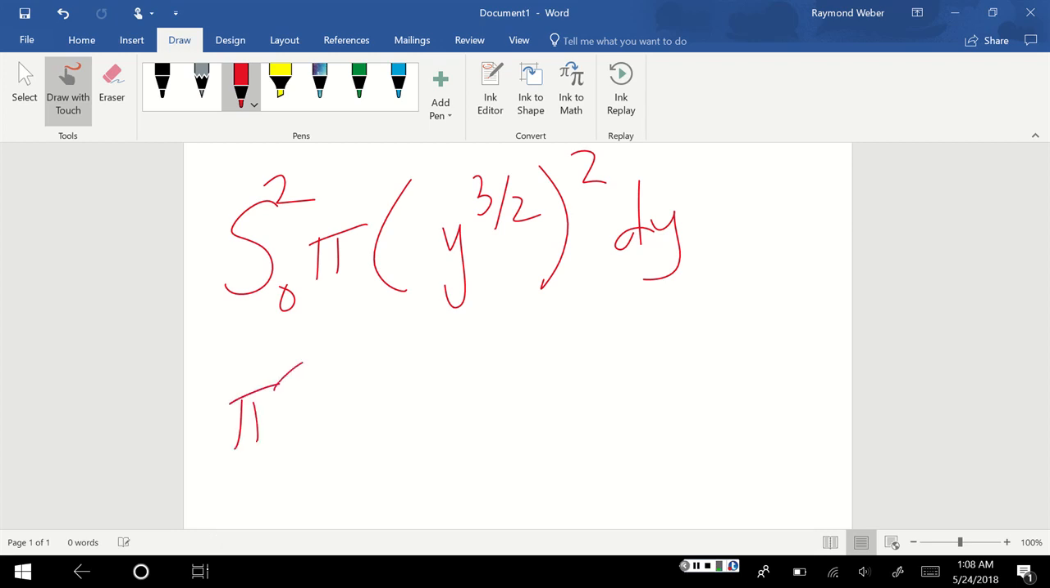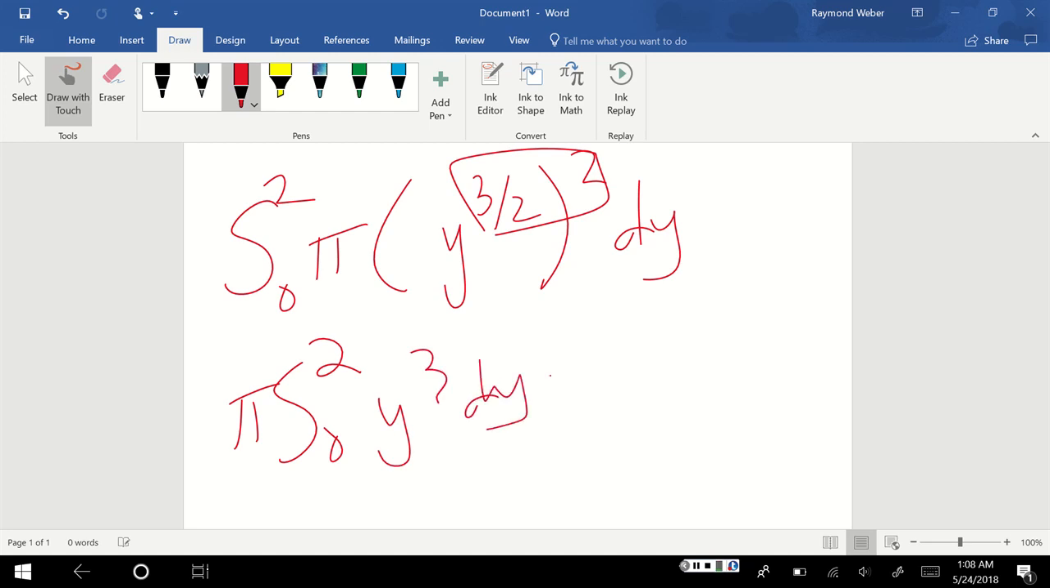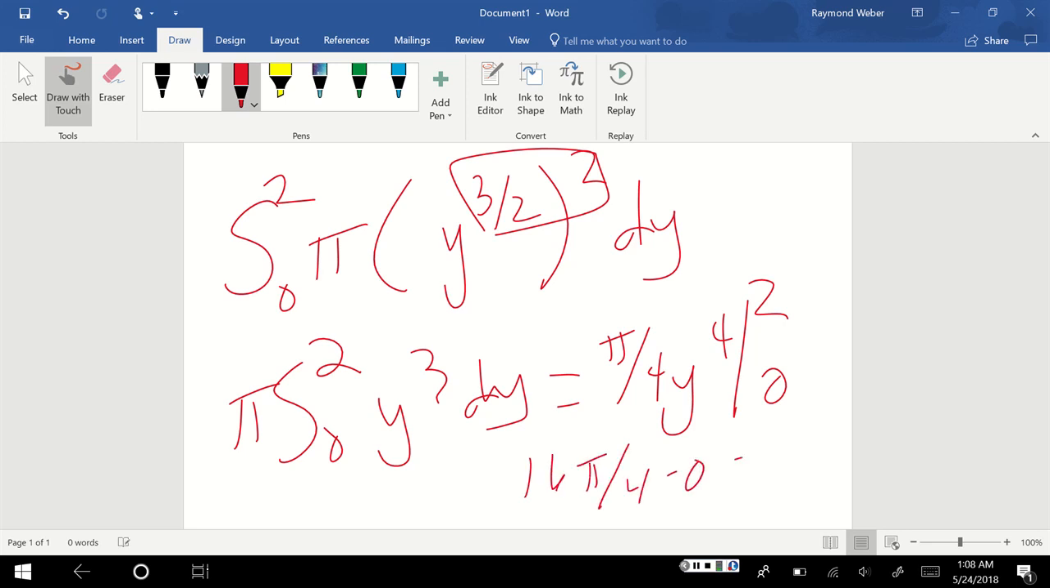Then what I'm going to do here is simplify. I'm going to pull the pi out front so I don't have to worry about it. Power rule says I multiply this, so this is y to the 3rd dy. Oh, that was nice. So this is pi over 4, y to the 4th, from 0 to 2. The 0 is going to be 0. So 2 to the 4th is 16. 16 pi over 4 minus 0 is 4 pi. And so that's my volume.